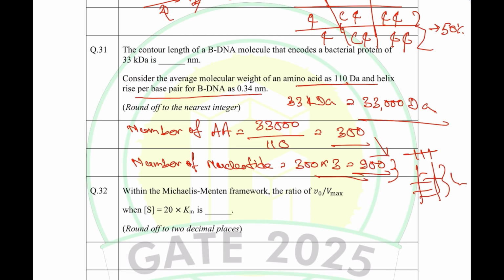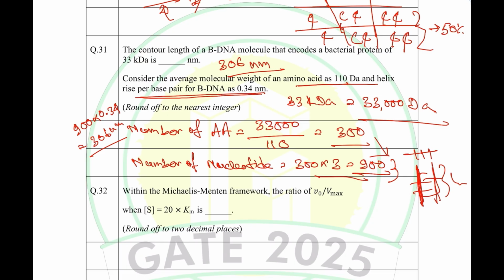So if we want to calculate the contour length of the DNA, we take only one strand. If we take the one strand, then here it is said that the rise per base pair is 0.34 nanometer. So here if we do 900 into 0.34, we will get 306 nanometer. So here the answer will be 306 nanometer.